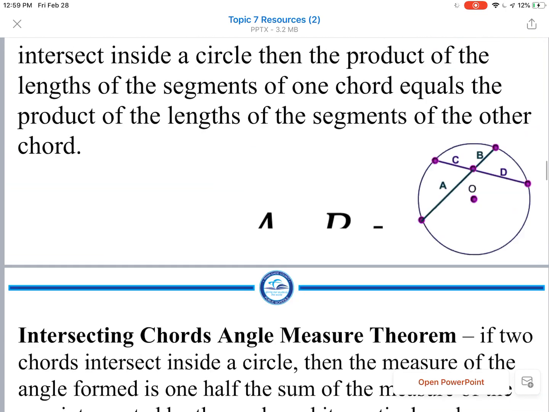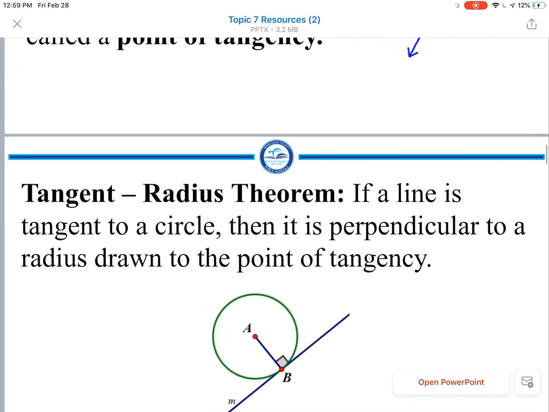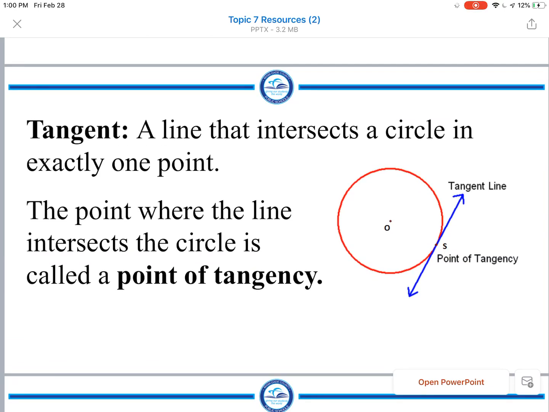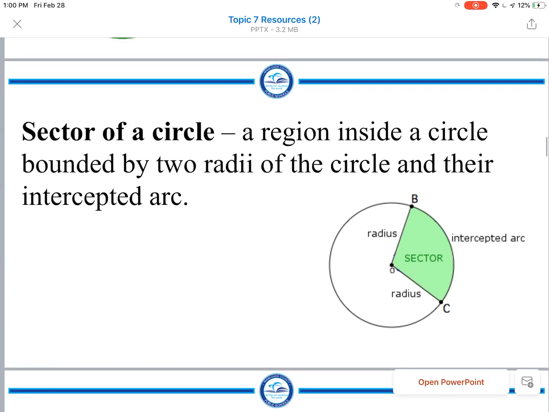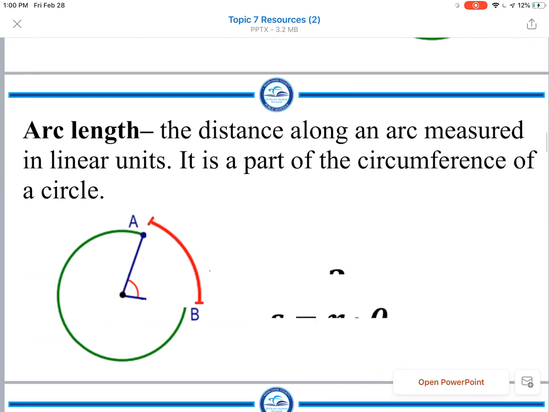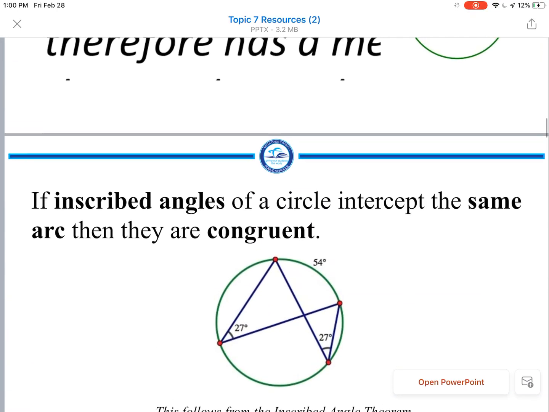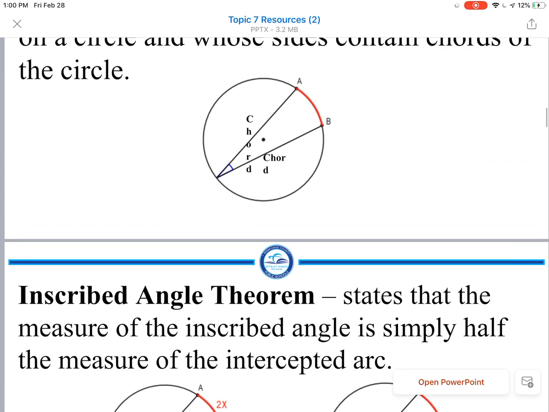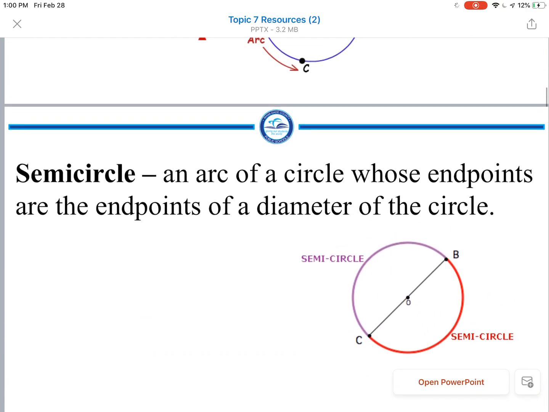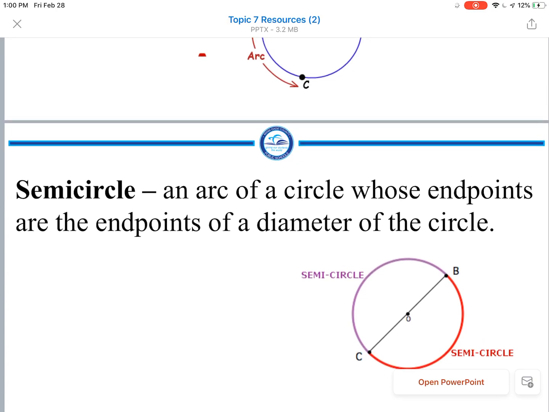So just the ones that I stopped and actually read the definition for, those are the only ones you guys are responsible for. I didn't read this one all the way, so let me go ahead and read it. A line that intersects a circle in exactly one point. The point where the line intersects the circle is called a point of tangency. Okay, so you got tangent. None of these, none of that. So from here, inscribed angle, and then any other one that I read above that, those are the ones you're responsible for. All right, I'll put how many exactly there were in the homework posting.